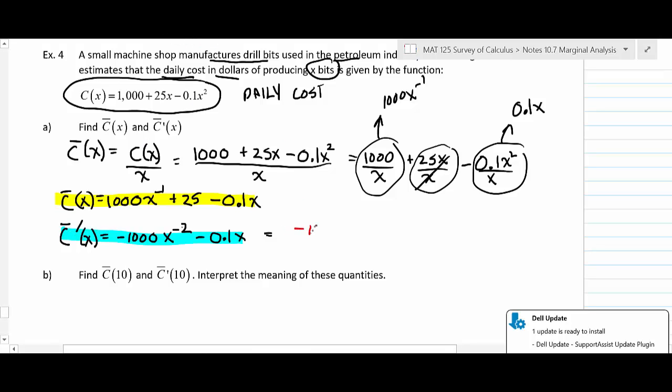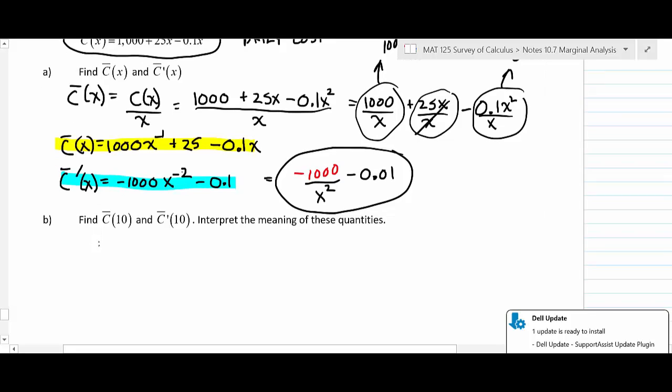Why would it be negative 0.1x and not just negative 0.1? No, because I'm doing, hold on, where is my... Oh yeah, you're right, okay, sorry about that. Yeah, the derivative of something times x is the number in front. Okay, so I'm just going to write this as negative 1,000 over x squared minus 0.01 like that. So that would be your marginal average cost, okay?